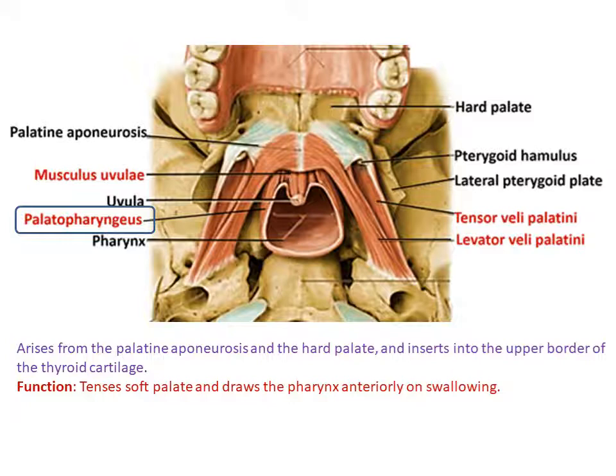Especially the palatopharyngeus pulls up the wall of the pharynx and shortens it during swallowing, while palatoglossus pulls up the root of the tongue, approximates the palatoglossal arches, and thus closes the oropharyngeal isthmus. So both of them are working during swallowing.